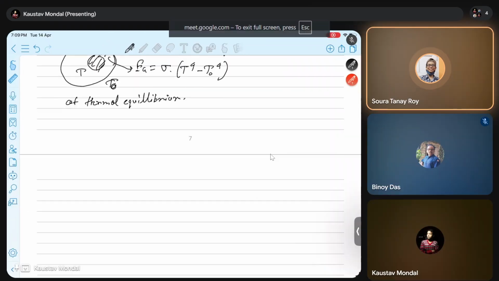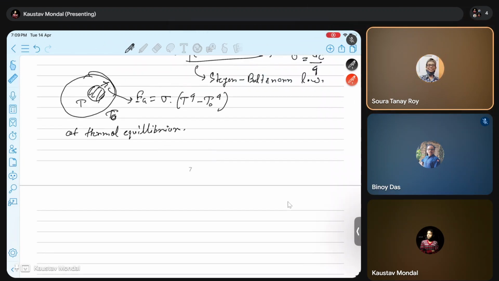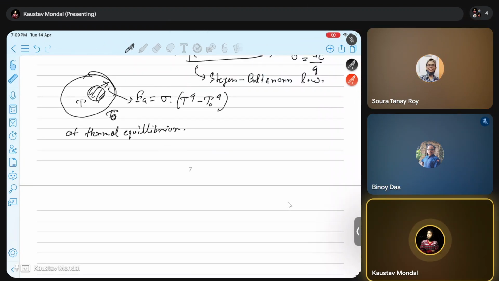If the energy was flowing from T0 to T, would this same equation still work? No, the energy only flows from higher temperature to lower temperature. So T should be higher than T0.